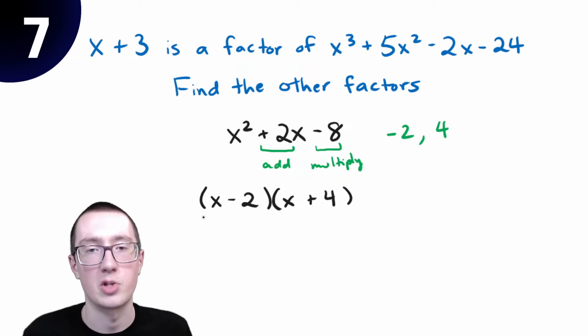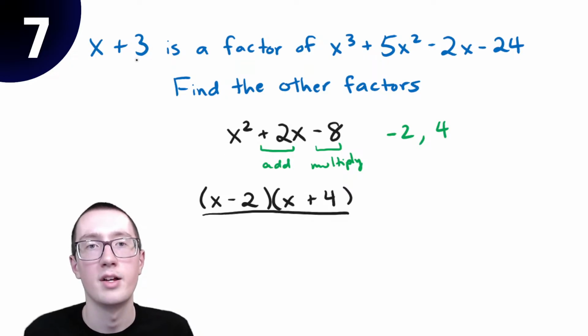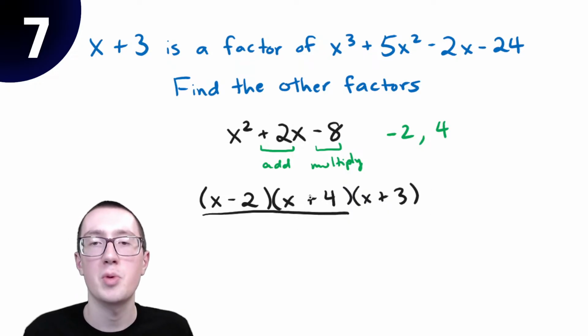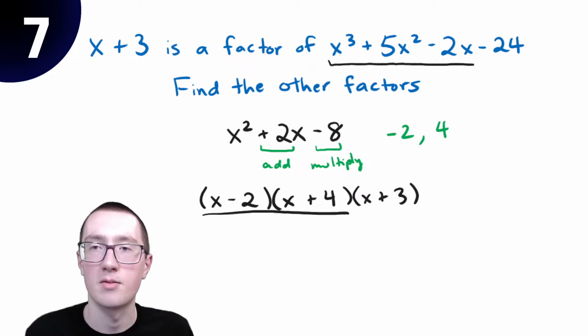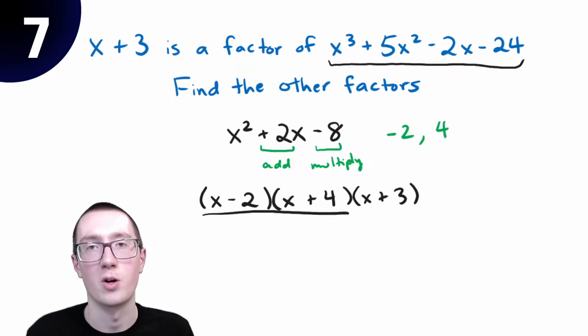So these are the two other factors, or I guess I can just underline, yeah. So these are our two factors, x minus 2 and x plus 4, in addition to x plus 3. X plus 3 is also a factor. And if you were to check your work and multiply these three things out, you would get x to the third plus 5x squared minus 2x minus 24.